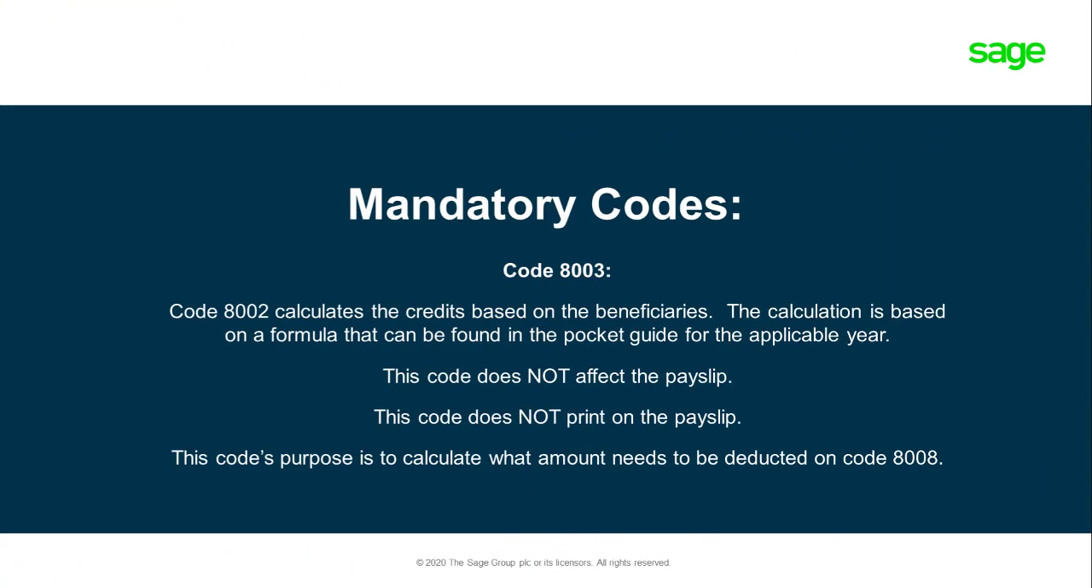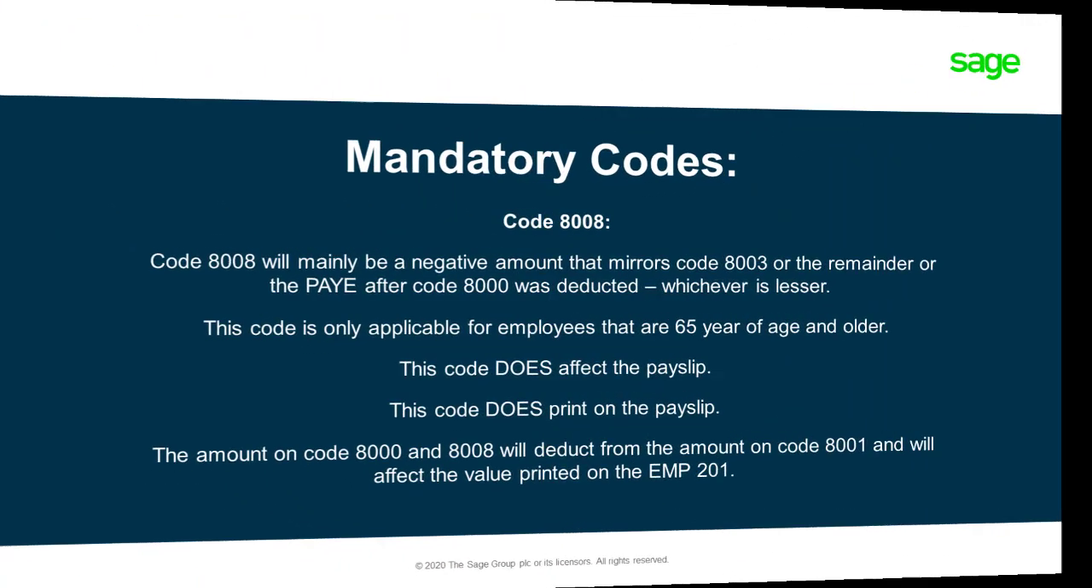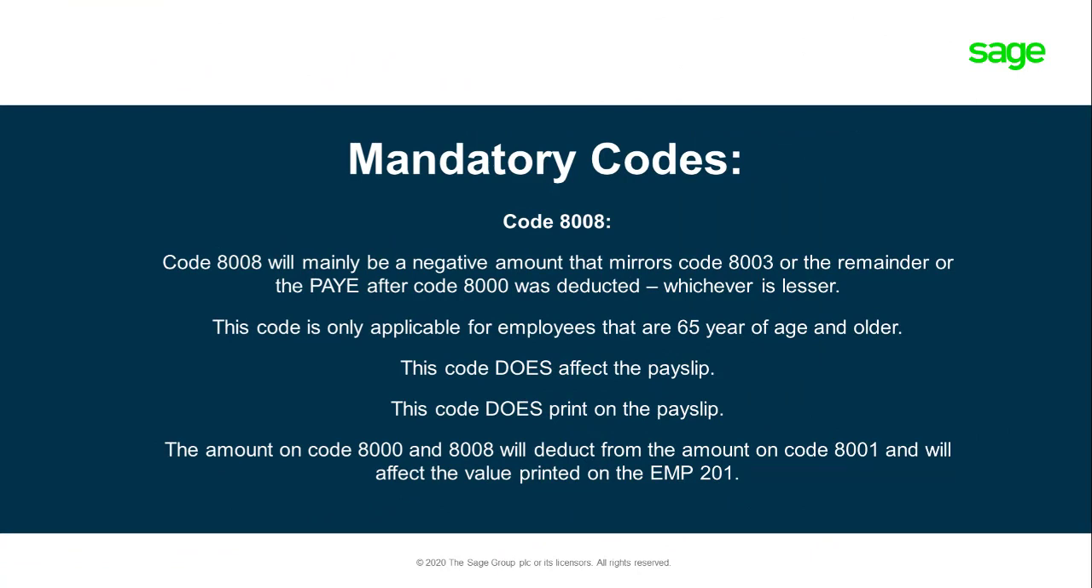The code 8003 is similar to code 8002 as it does not affect the payslip or print on the payslip. This code needs to be processed for employees that are 65 years of age or older. The calculation is based on a formula that can be viewed in the payroll pocket guide. The code 8008 will calculate a negative mirroring the code 8003 or the remainder of the pay as you earn after the code 8000 was deducted, whichever is a lesser value. This code will affect the EMP 201 and the payslip.